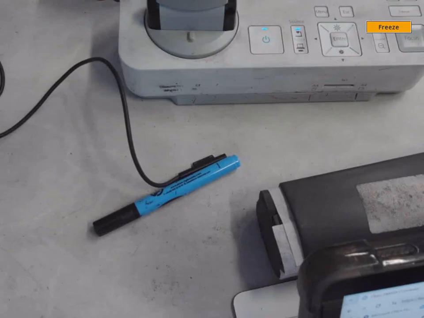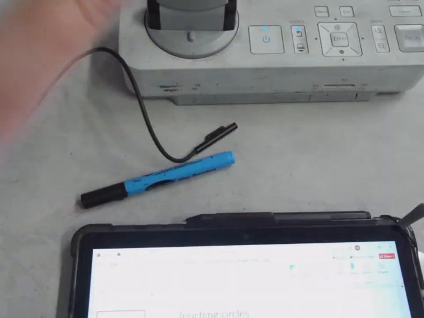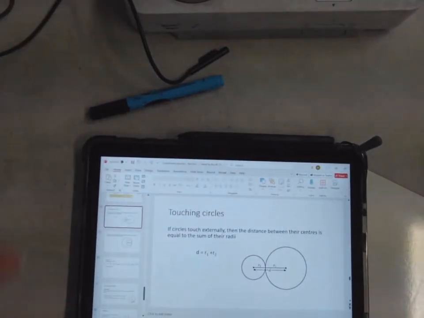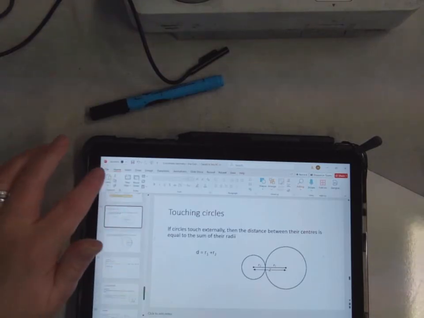So wait till I find it. Circles. Where did I put it? Oh yeah. Just give me a sec. Okay, you don't have to do it like this. I will go like this for you.